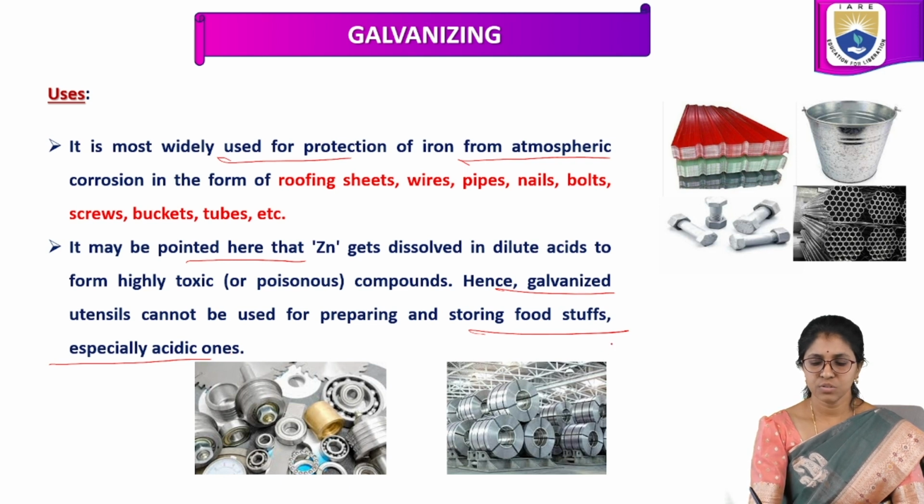If we use zinc coated or galvanized utensils for storing food, it is not suitable because they will form highly toxic compounds with the acids in the food. So we cannot use galvanized utensils for storing foodstuffs.